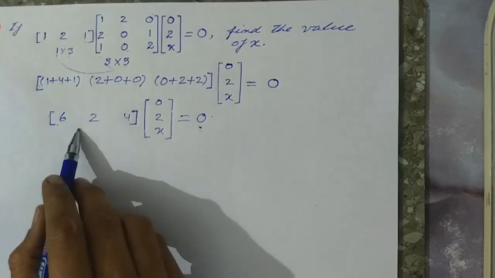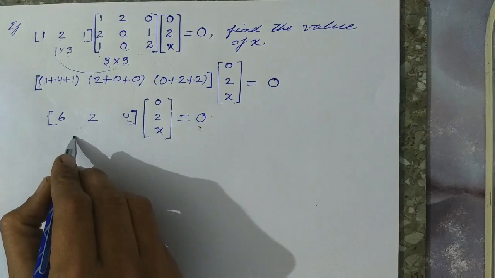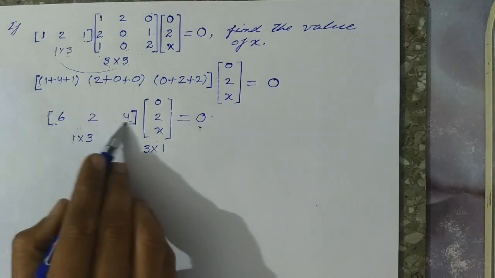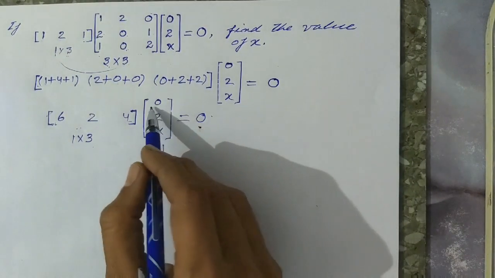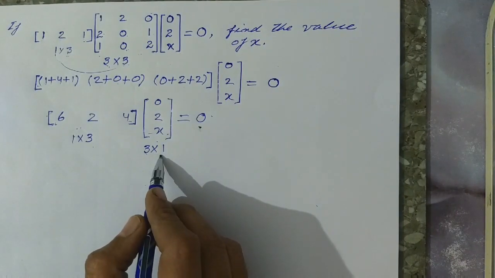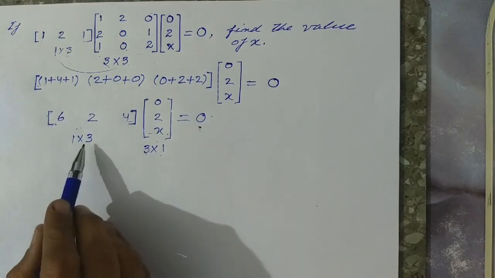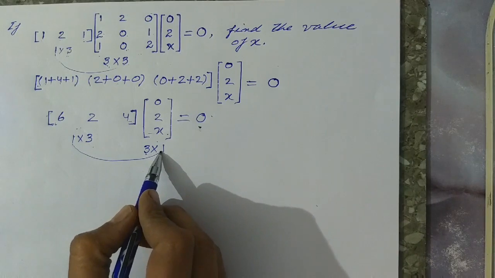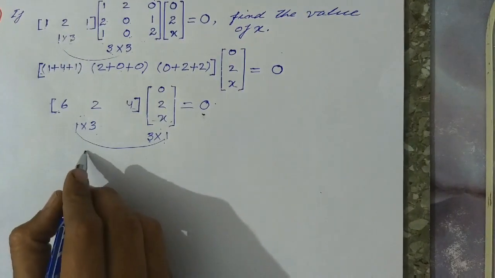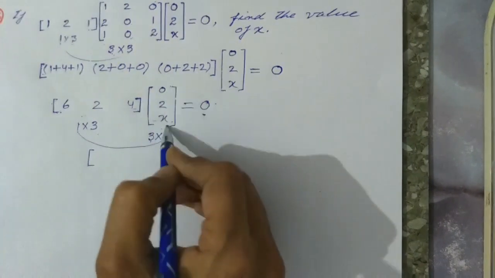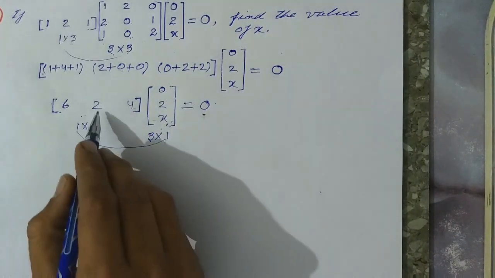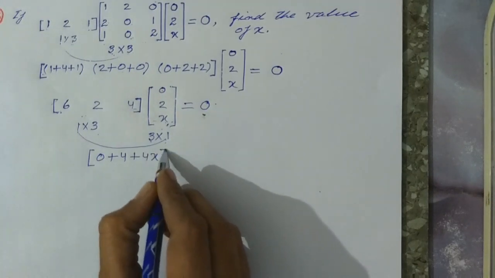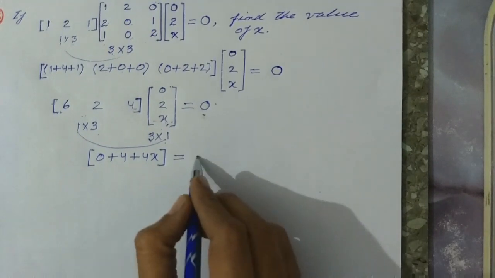Now we have to multiply these two matrices. As we know, the order of the first matrix is 1 by 3 and the order of the second one is 3 by 1, because it has three rows and one column. So the criterion for multiplication of the two matrices is satisfied. The number of columns of the first matrix is exactly equal to the number of rows of the second one, and the resulting matrix will have the order 1 by 1, that is one row and one column. So simply we have to multiply this row and this column. 6 into 0 is 0, 2 into 2 is 4, plus 4 into x is 4x, and this is the only element in this matrix, equal to O.